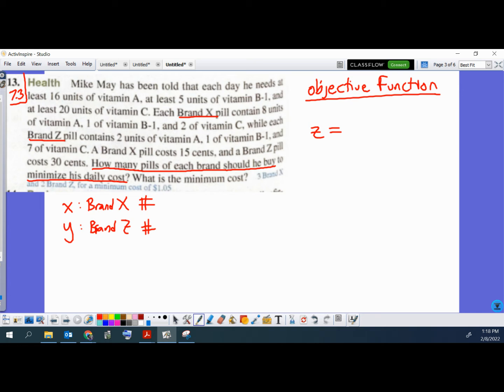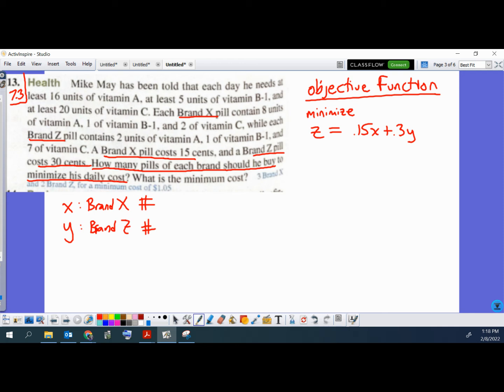And here it is. The brand X pills are 15 cents. The brand Z pills are 30 cents. And so it's going to be 0.15 times x, the number of brand X pills, plus 0.30 times y, the number of brand Z pills, right? So that's my objective function. And I would say I'm just going to write minimize here. I think that's a good idea to write what you're trying to do. Some questions in the book have said minimize and maximize. In this case, we're trying to minimize.